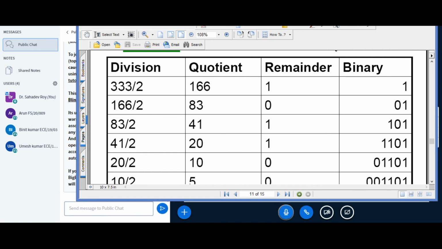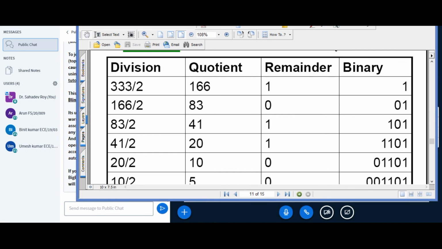The number is 333. 333 is a decimal number, and we start the division by 2. When we divide by 2, the quotient is 166 and the remainder is 1. So the binary number I write here is 1. So 333 divided by 2 is 166 and the remainder is 1, that is binary 1. 166 by 2, the quotient is 83, the remainder is 0 and the binary is 01.